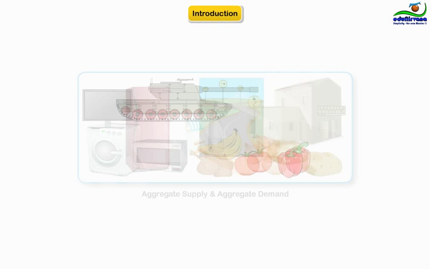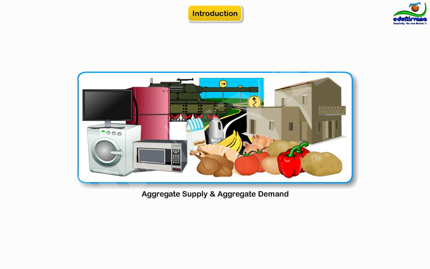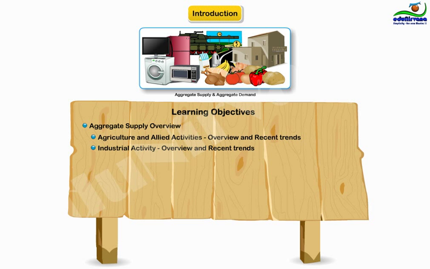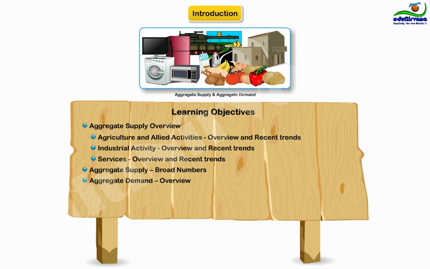Now let's learn aggregate supply and aggregate demand in India. Following are the topics we are going to cover in this applied example module. Aggregate supply overview. In that, agriculture and allied activities, overview and recent trends. Industrial activity, overview and recent trends. Services, overview and recent trends. Aggregate supply, broad numbers. Aggregate demand, overview. Aggregate demand, broad numbers. Aggregate demand, recent trends.